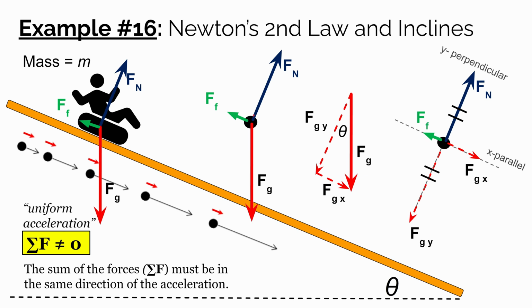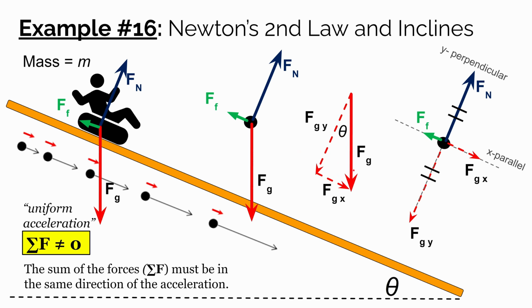The surface of the slide is pushing up with a normal force perpendicular to the surface in our rotated y direction, and the person is sliding down parallel to the ramp, so friction is pushing back up parallel to the ramp in the other direction. Since we rotate our coordinate system where the x direction is parallel to the surface and the y direction is perpendicular, we have to think about breaking up gravity into its x and y components.